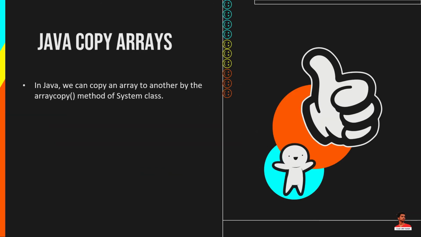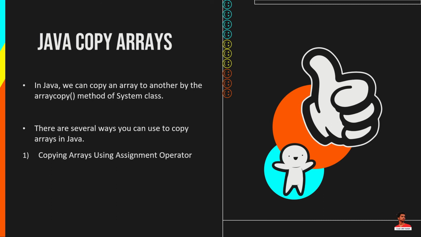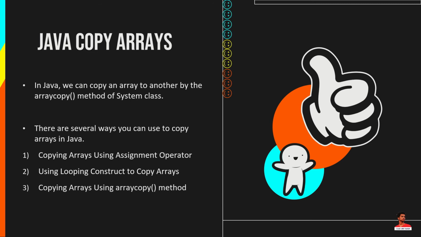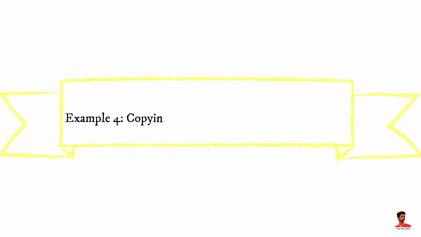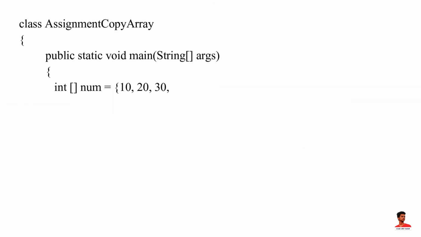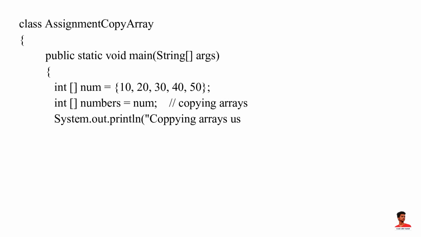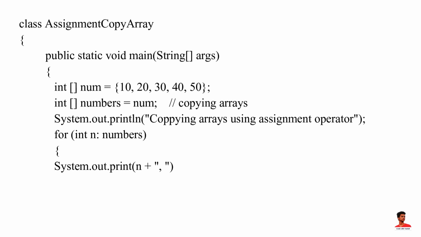In Java, we can copy an array to another by the arraycopy method of System class. There are several ways you can use to copy arrays in Java. Copying arrays using assignment operator, using looping construct to copy arrays, copying arrays using arraycopy method. In this example, we have used the assignment operator to copy an array named num to another array named numbers.